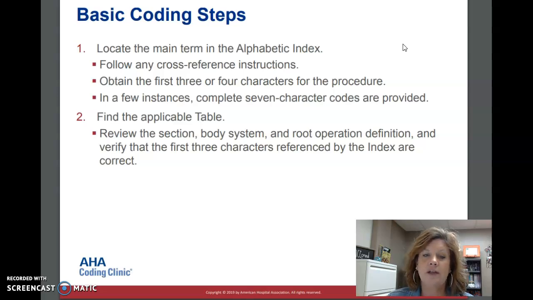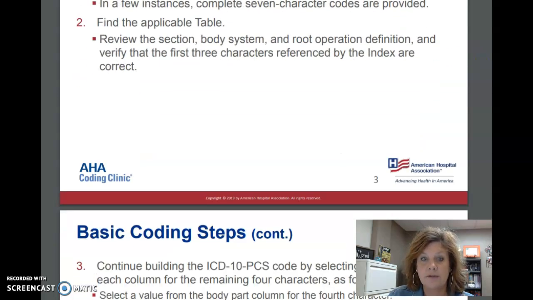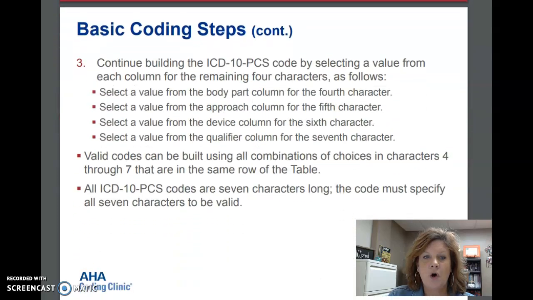Okay, so then after that, you find the table, you review the section, the body system, the root operation definition, and verify that the first 3 characters referenced by the index are correct. So continue building that code by selecting a value from each column for the remaining 4 characters.